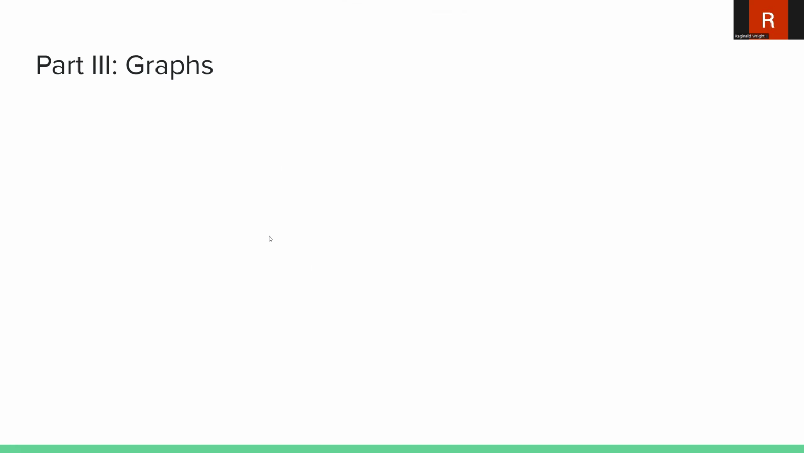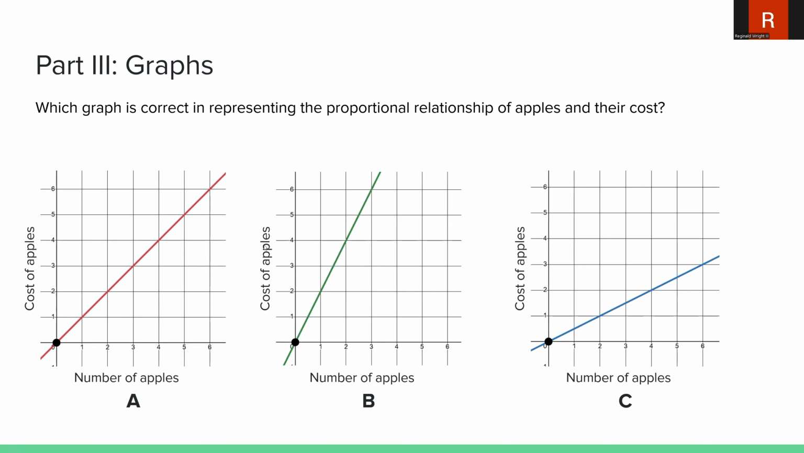Now let's do some graphs. Which graph is correct in representing the proportional relationship between apples and their cost? In this case, it will be graph B, because we know for 2 apples, that costs $4.